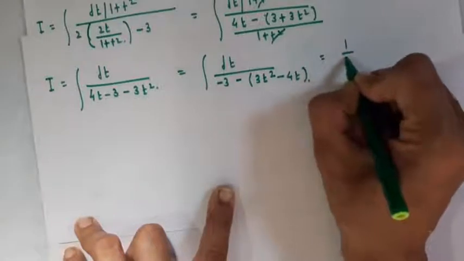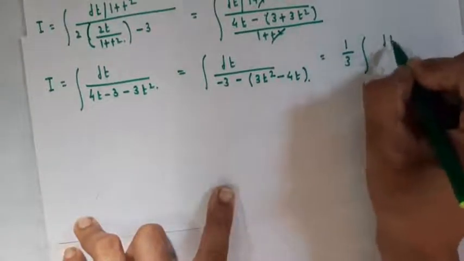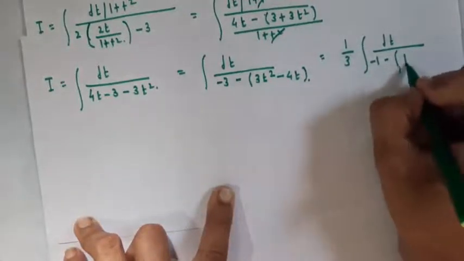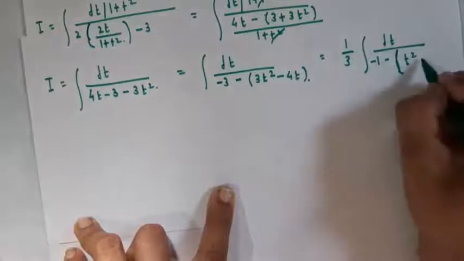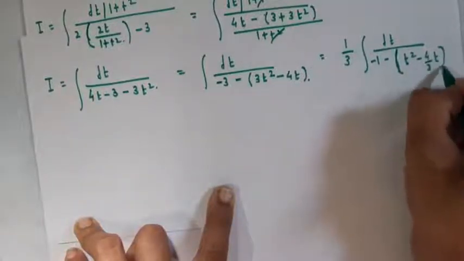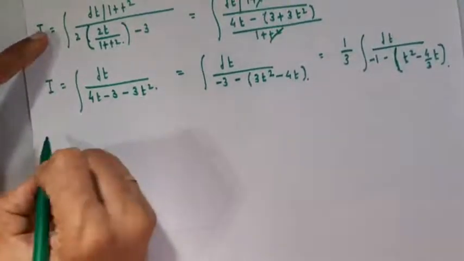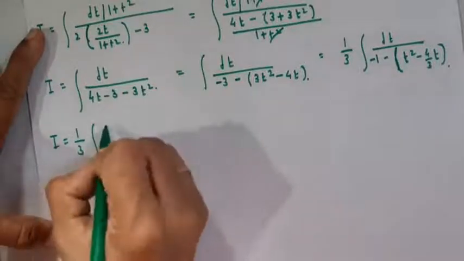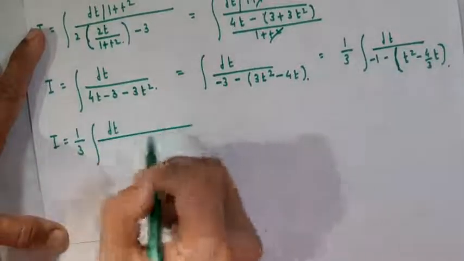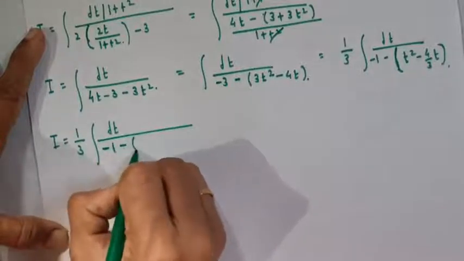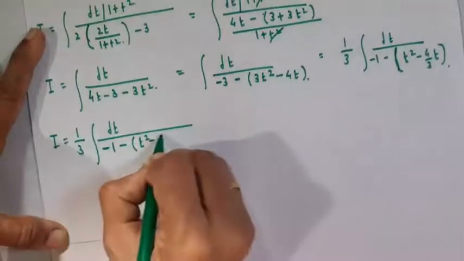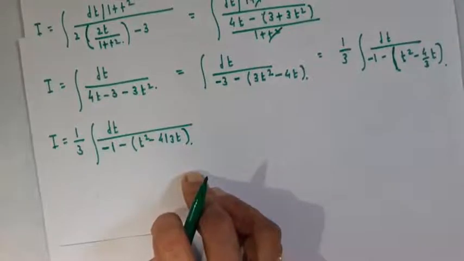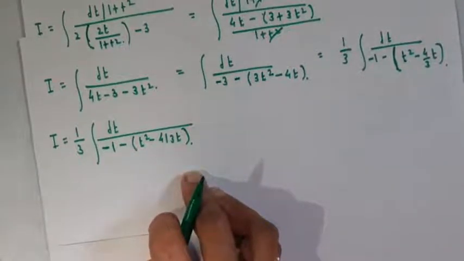Therefore 1 by 3 integration with respect to t, and that is 3 by 3 is minus 1 minus 3t square upon 3 is t square, and minus 4 by 3t, and therefore now we have integration I equal to 1 by 3 integration with respect to t of minus 1 minus t square minus 4 by 3t. Okay, now for completing the square, we have to adjust the term.